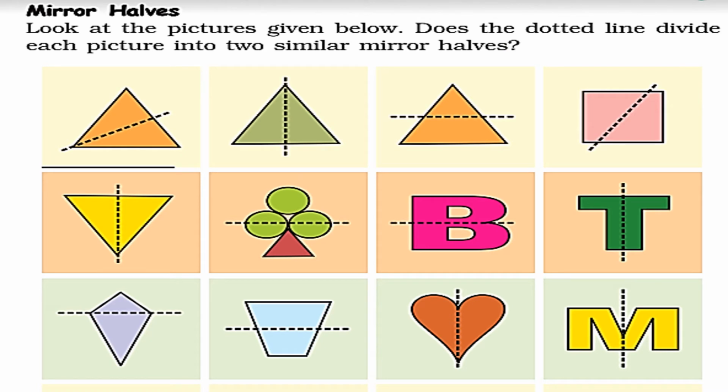Look at the pictures given below. Does the dotted line divide each picture into two similar mirror halves? So children, look at the first picture. Yes, we can say that the dotted line is able to divide it into two halves. Same way in the green color triangle. But in the third figure, the dotted line is not dividing it into two identical mirror halves. So children, observe the other pictures also carefully. We have to put a tick if the line is dividing it into two identical halves.